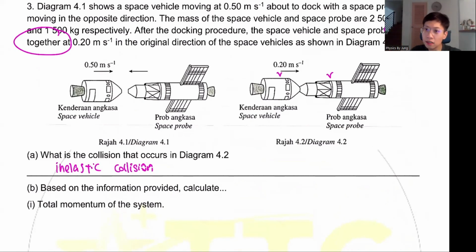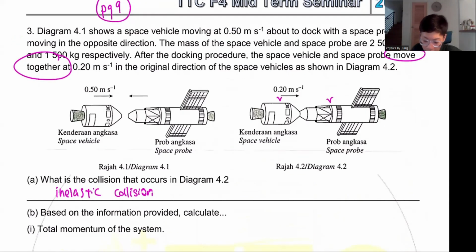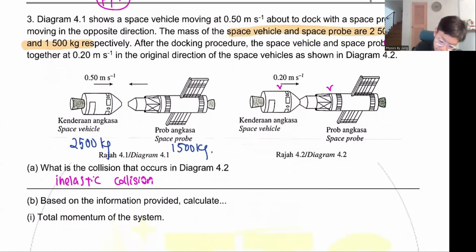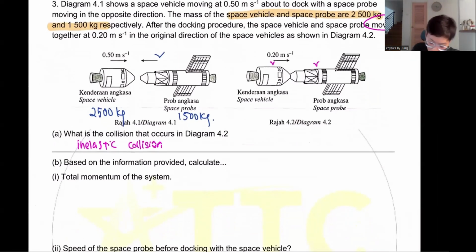Now, what is our problem? You will realize that the space vehicle and the space probe are 2,500 kg and 1,500 kg. Can I label here first? Space vehicle is 2,500 kg, this is 1,500 kg. I don't have the velocity here. I don't know how much this V is. Total momentum of the system. Guys, my problem here is I don't have this velocity. How can I find the total momentum of the system?